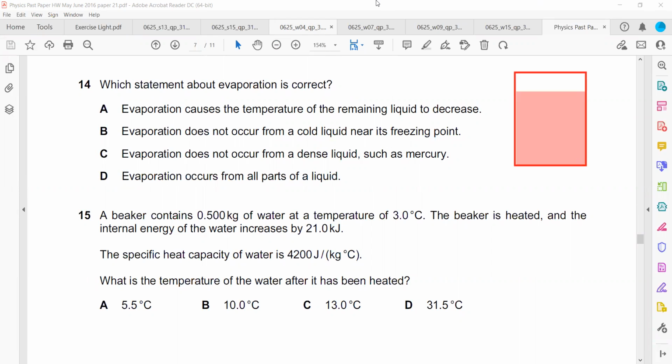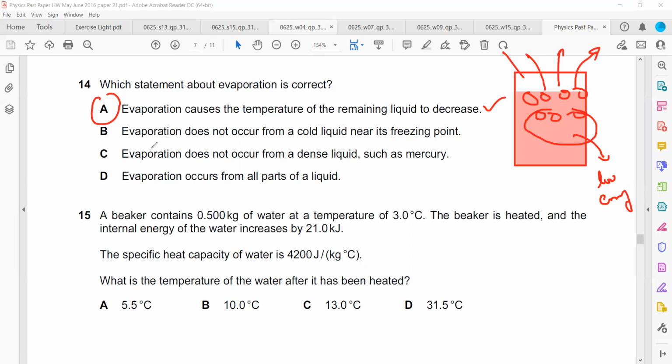Why do we call it a cooling process? Because the molecules at the surface take energy from their neighbors, from the surroundings. So the molecules left behind will have low energy. So evaporation causes the temperature of the remaining liquid to decrease. That's true, because the particles of the liquid left behind will have low energy, and that's why we call evaporation a cooling process. So A is the right answer.